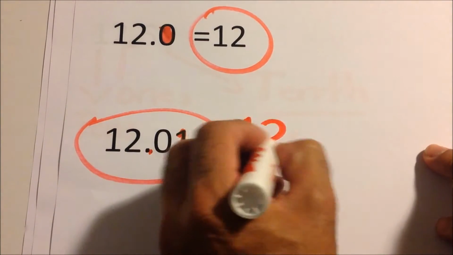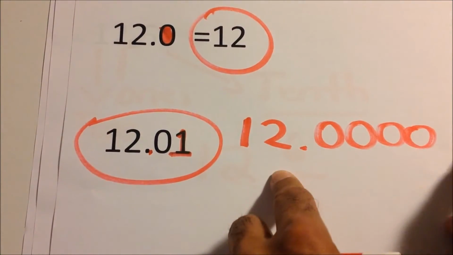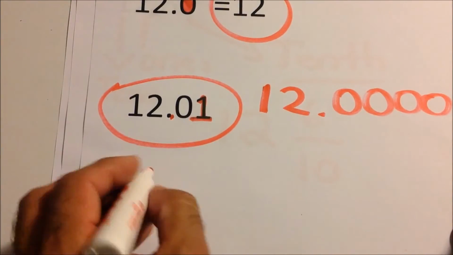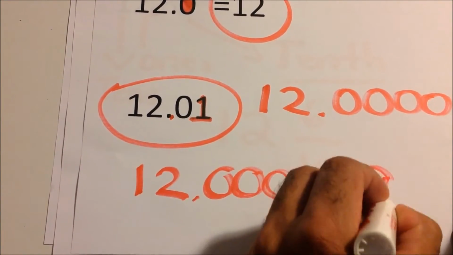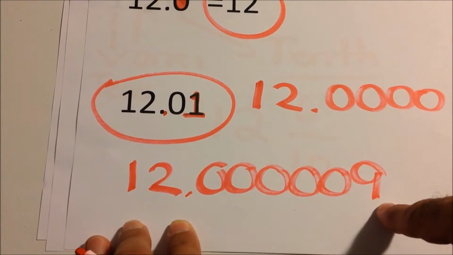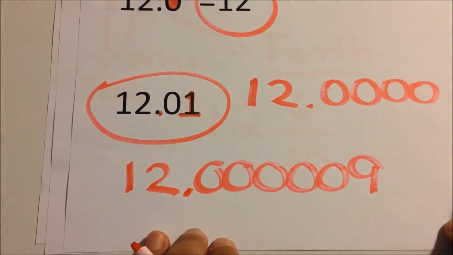So if you saw 12.0000, well, you don't need all those zeros, right? You could just say 12. But if you saw 12.000009, well, you have to keep all those zeros because there's a number greater than 0 at the end. So you have to keep it.